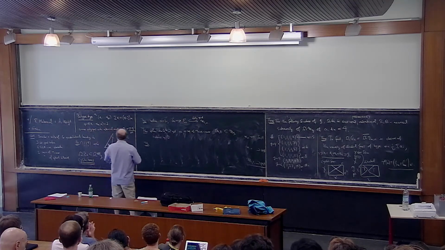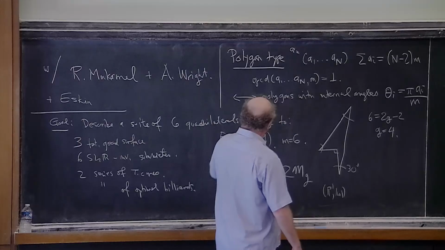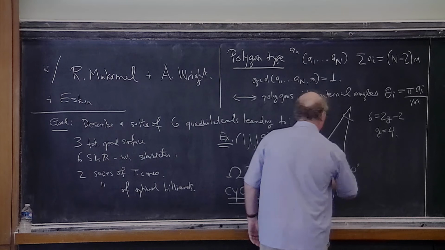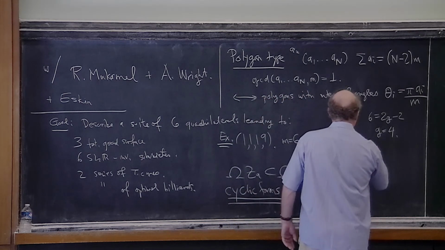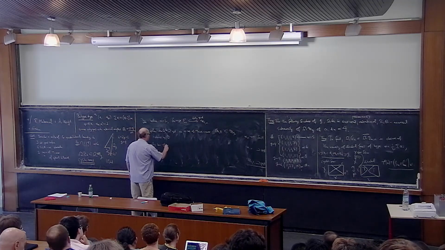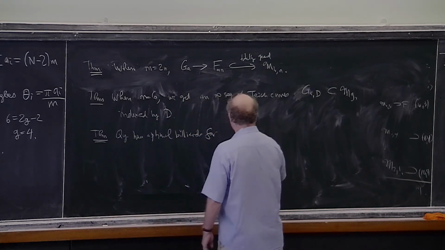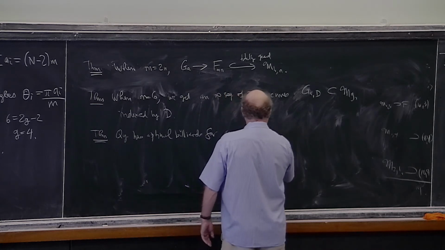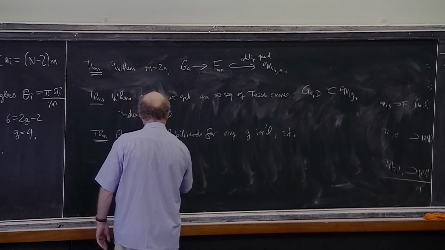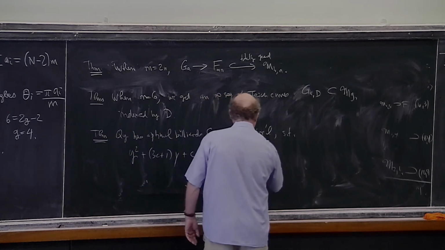And finally, if we take my favorite billiard table here, the one with type 1119, if I make this length 1 and this length the square root of 3 times y, let me call that table QY. So QY has optimal billiards for any y irrational such that y satisfies a certain quadratic equation, namely y squared plus (3c plus 1) y plus c is equal to 0 for some rational number c.